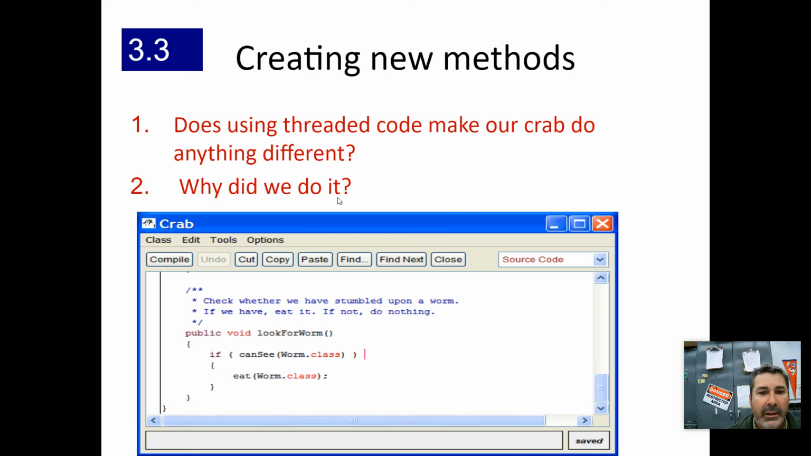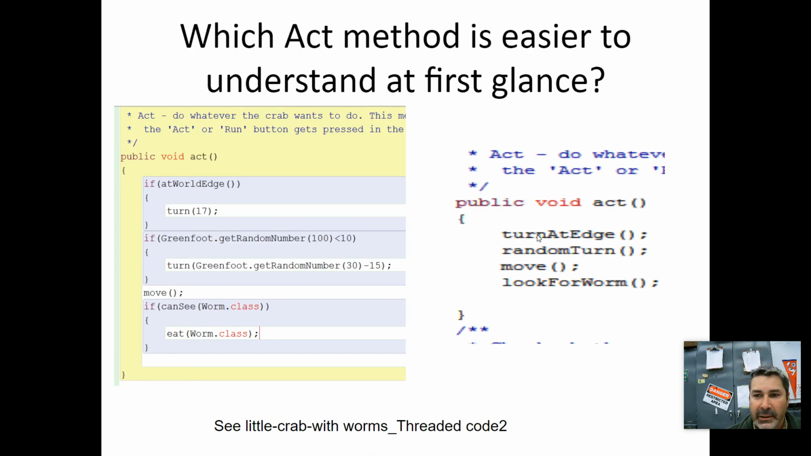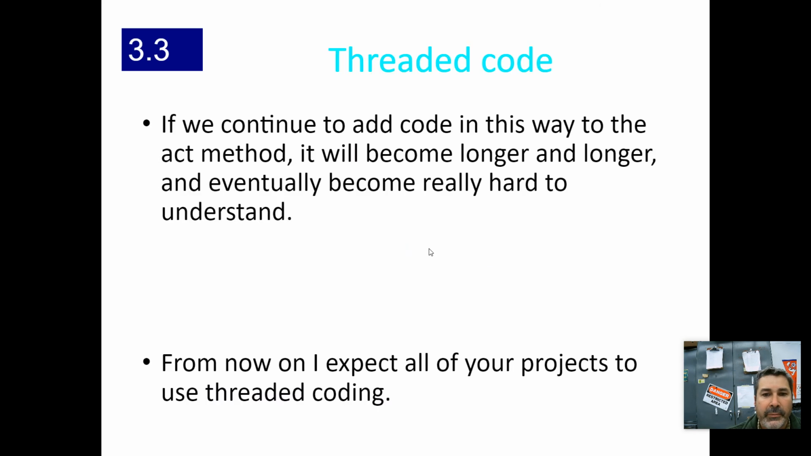We want to make our act method look like this. So a series of method calls, and then the method definitions are farther down. So it makes it way easier to read than this. So we got rid of this whole thing and replaced it with that thing right there.